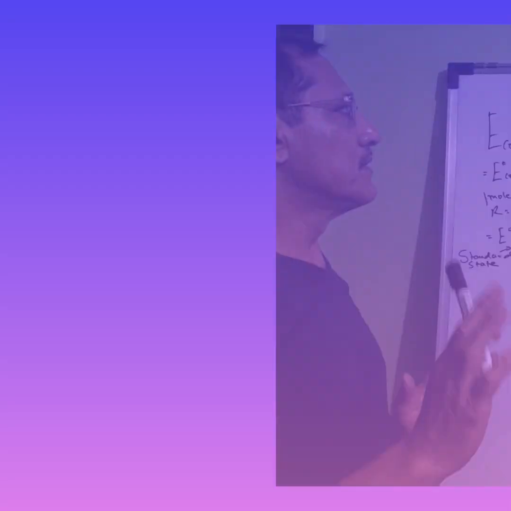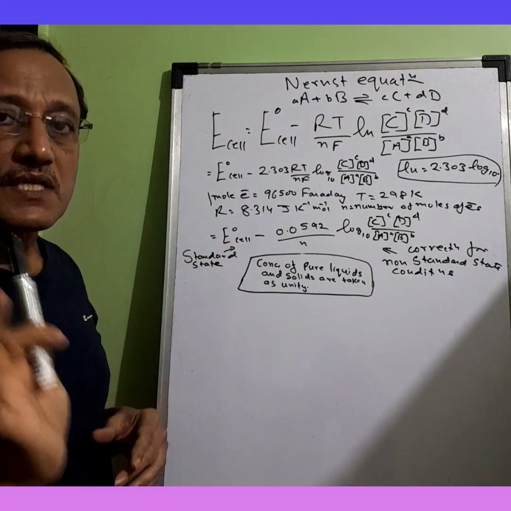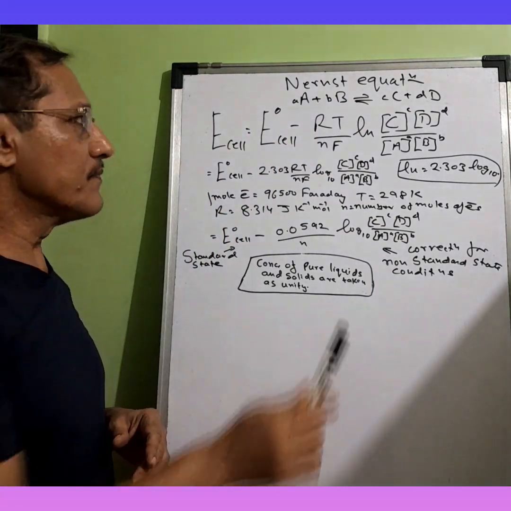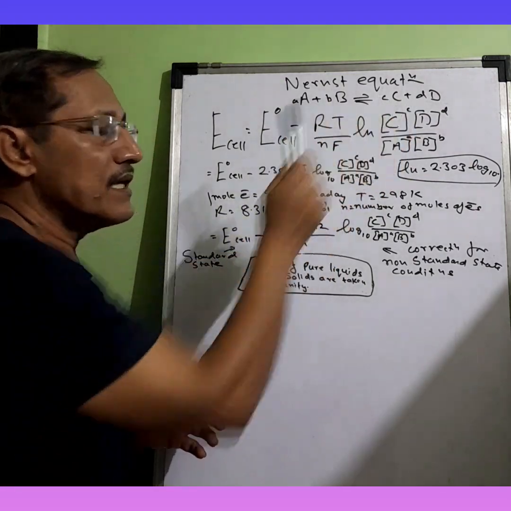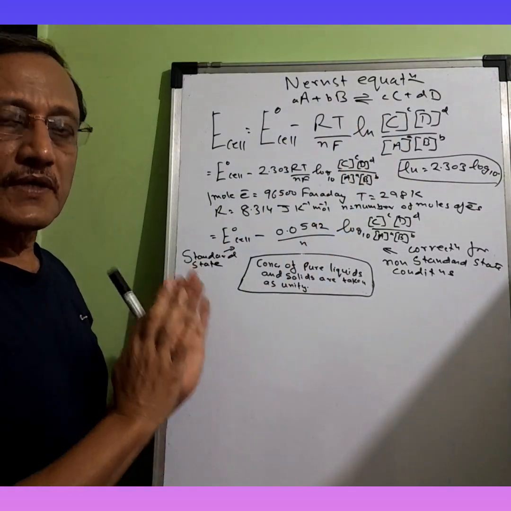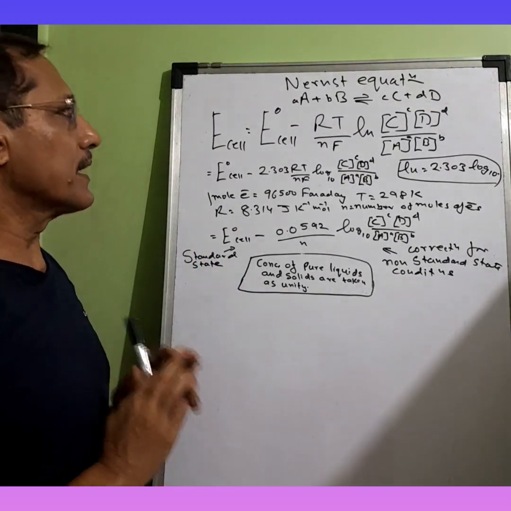So in this video we'll be talking about how to detect EMF in non-standard condition, and that is the Nernst equation. Let's try and understand the Nernst equation first, and then also try and solve a numerical to get it still better. Alright, so let's get into it. This is the Nernst equation. In it, A plus B gives you C and D, where A, B, C, D are moles of reactants and products.